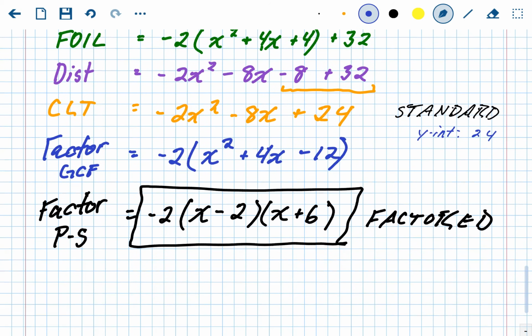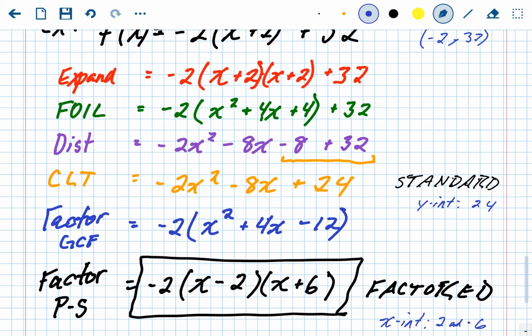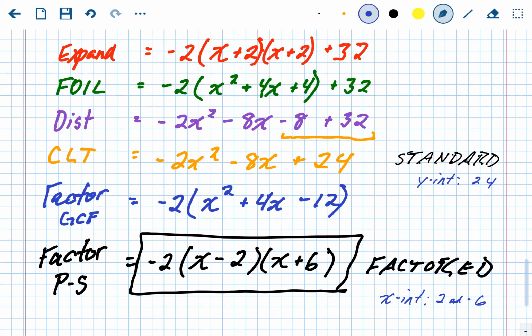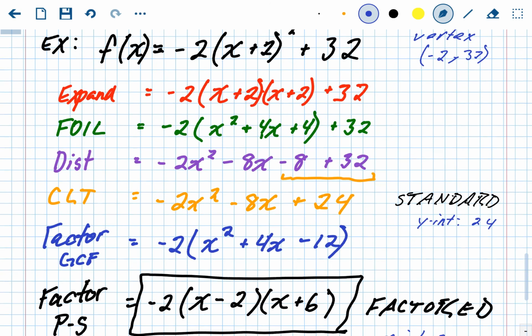And from factored form, we could grab the x-intercepts. The x-intercepts are p and q, 2 and -6. So that is all the conversions. Again, there's going to be a short worksheet and then a mini quiz tomorrow. So you should be comfortable going into all these forms from every other form. There's 6 of them. We did them all over 3 days.